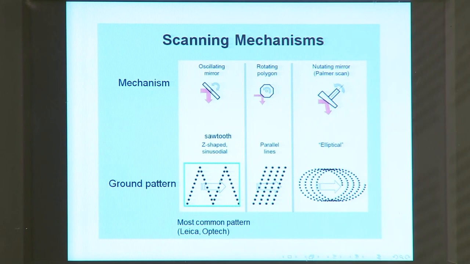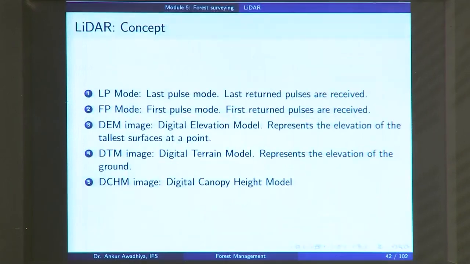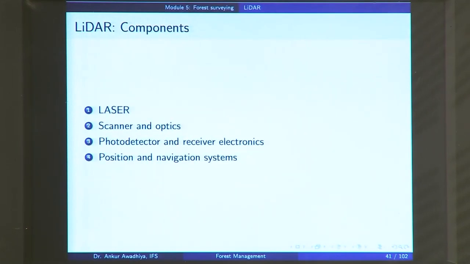So, you have these three common scanning mechanisms. We said that in the case of a LiDAR, the first thing was the laser, the second was the scanner and the optics. So, now we have a look at the scanner and the optics that are creating different patterns on the ground to scan the whole of the surface. Once it has interacted with the surface, the laser beam comes back and it is detected using the photo detector and the receiver electronics.